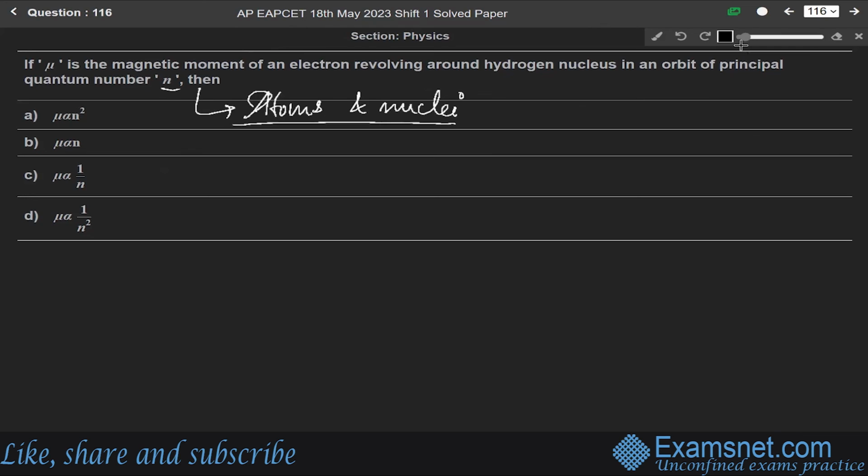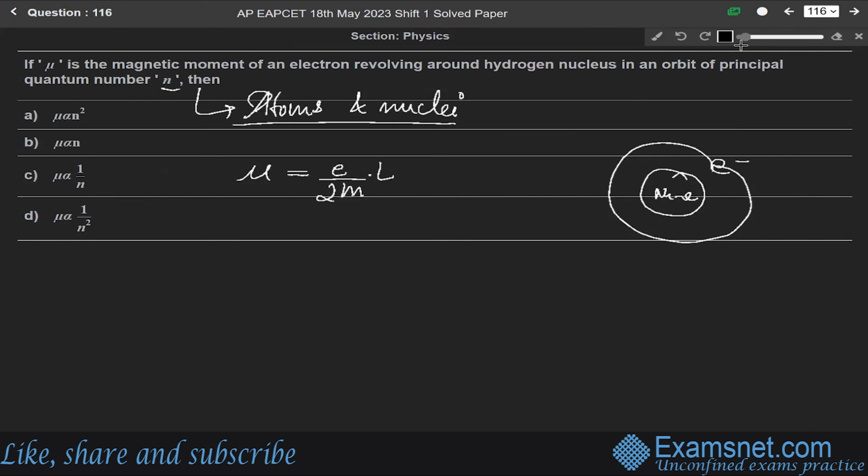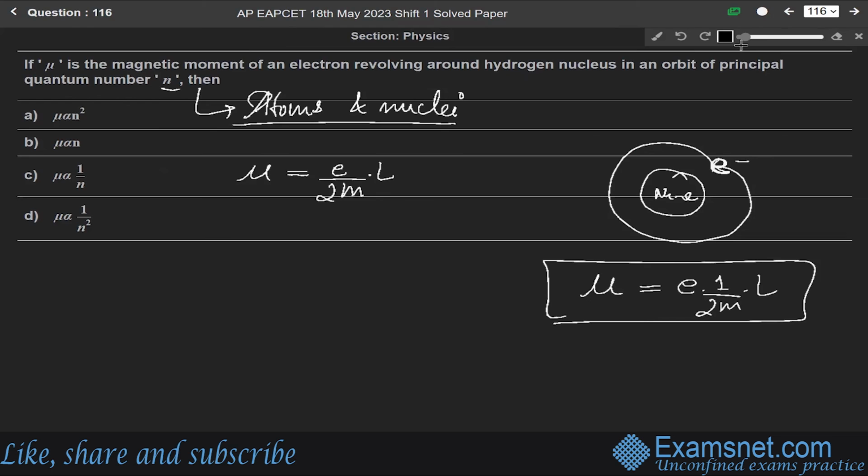Okay, since we know that the magnetic moment mu of the revolving electron around the nucleus equals e by 2m into L. We all know that whenever there is a nucleus and the electron revolves around the nucleus, this electron is doing orbital motion. So for orbital motion, this orbital magnetic moment mu equals e into 1 by 2m into L. So this is a very standard formula.